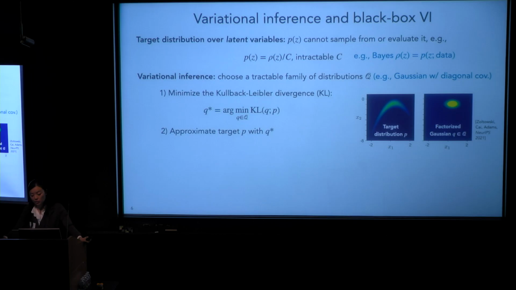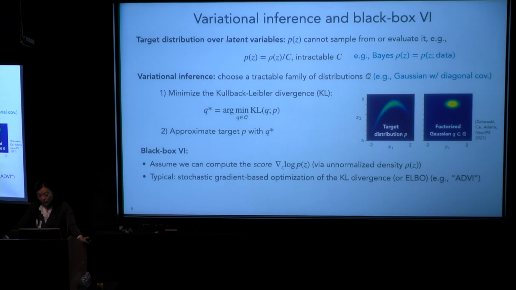And so what we do in variational inference is we first pick some tractable family of distributions Q, for instance, a Gaussian with diagonal covariance. Then we choose some divergence, most commonly the KL divergence, and we try to find the member of the family that minimizes this divergence. Finally, we'll approximate our target distribution with this optimal variational Q star in downstream tasks. For example, here I have a picture of a target distribution on the left, and on the right we have the approximating distribution from variational inference given by a diagonal covariance Gaussian.